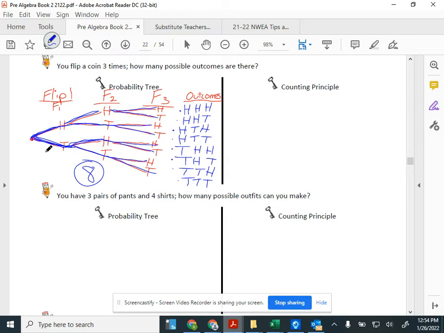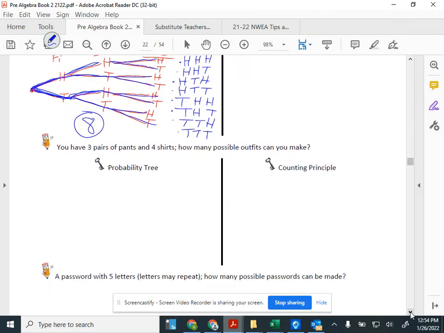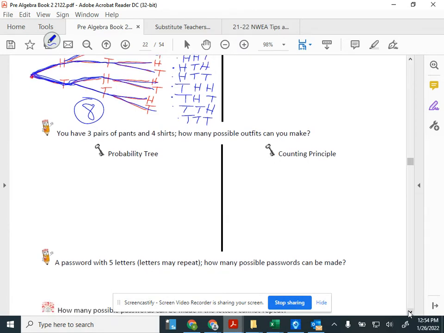So let's look at doing a probability tree with clothes. You have 3 pairs of pants and 4 shirts. How many possible outfits can you make? Well, to do our probability tree, to make it easy for us, we're going to put colors to our pants and colors to our shirts. And we're not going to repeat any color, so we can just use the first letter. So let's think of colors that have a different first letter.